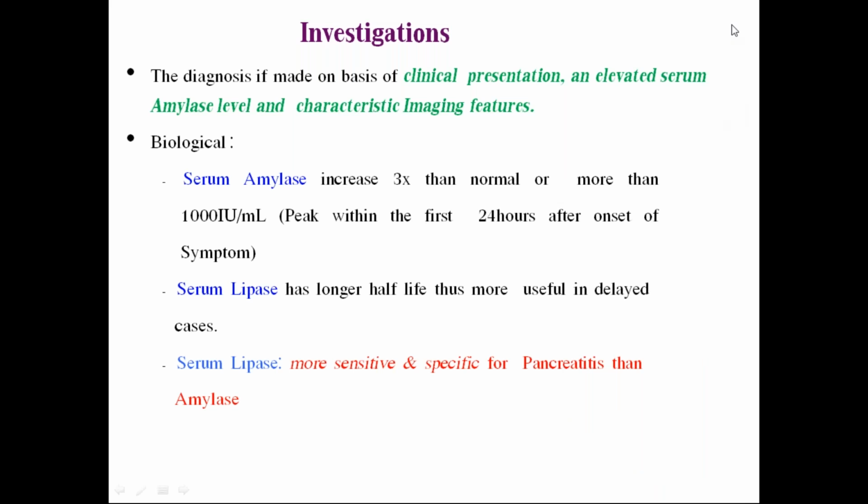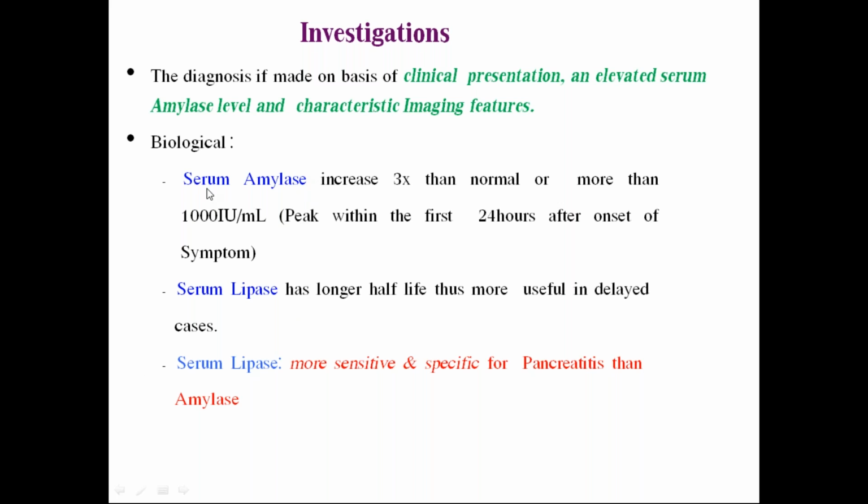Investigations. The classical clinical picture coupled with raised pancreatic enzyme levels is suggestive of acute pancreatitis. You need to measure serum amylase and lipase. Of the two, serum lipase is more specific. Serum amylase increases fast and comes down very fast.